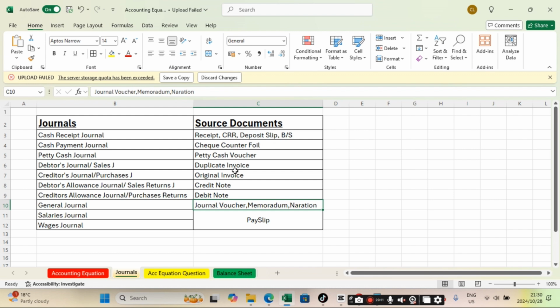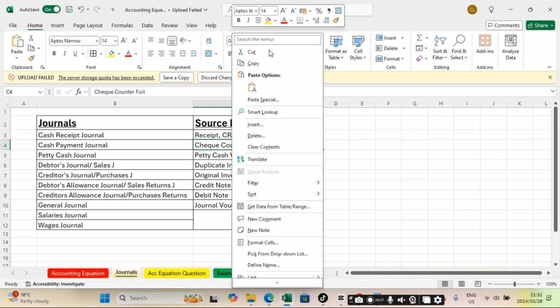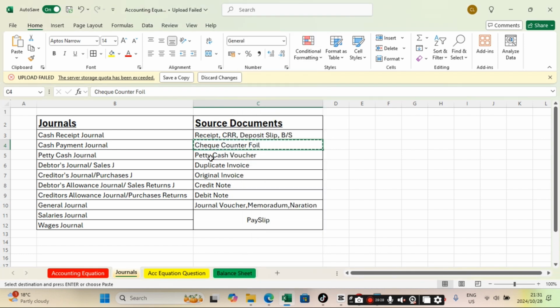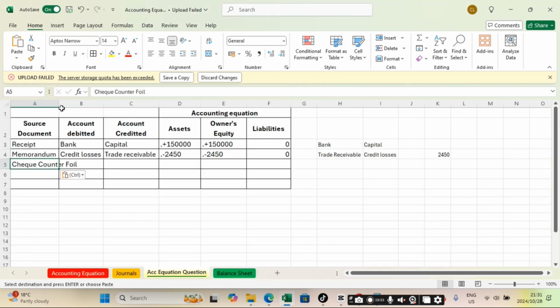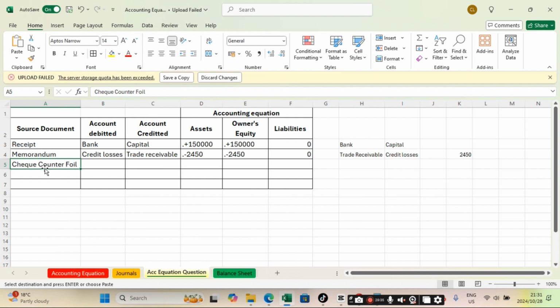So since we, as the business, are taking a check of 500 to cash float, it means it's going to be our cash payment journal. We know what our cash payment journal is. The source document will be our check counterfoil. Our check counterfoil will be our source document for this particular transaction.